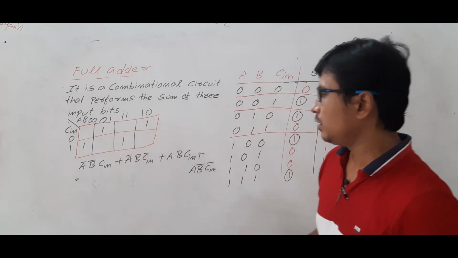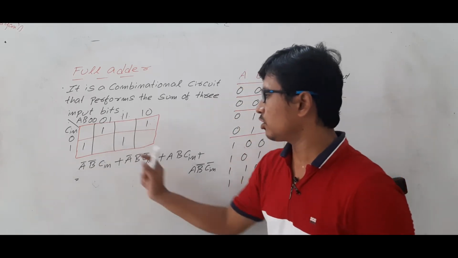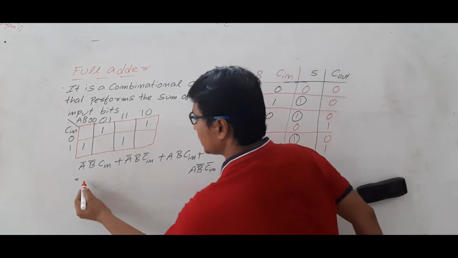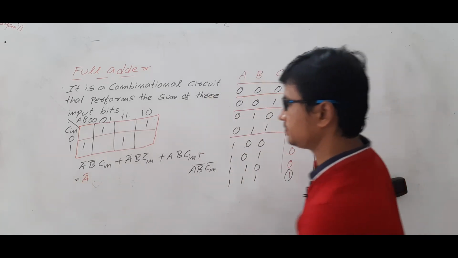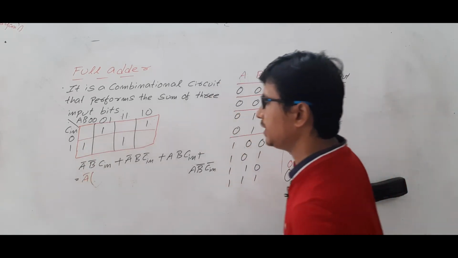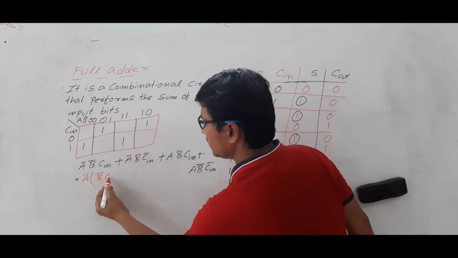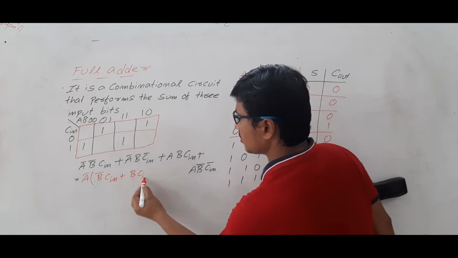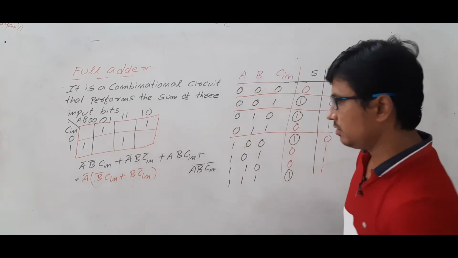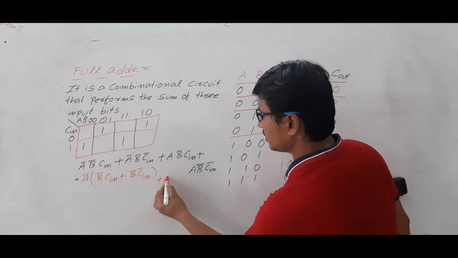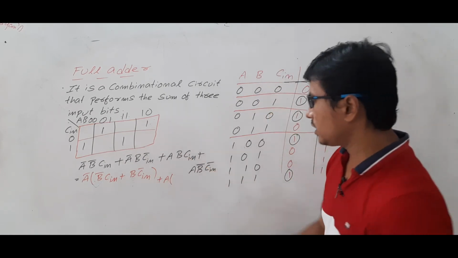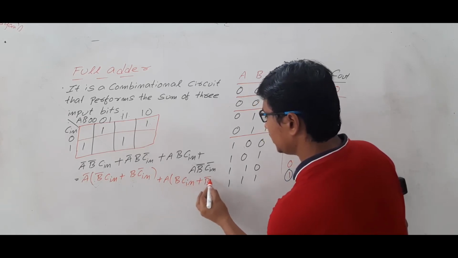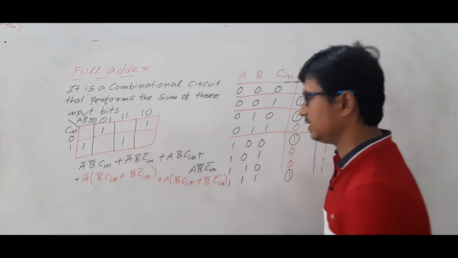Okay, now what I can do is take A complement. We can write it like this or we can simplify it. A complement, I will take common. Then this is B complement C in or B C in complement. Am I right or wrong? From this one, I will take A common. Then what will I get? B C in complement or B complement C in complement. Am I right or wrong?